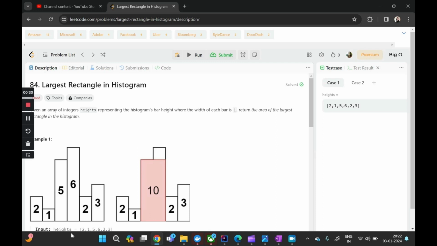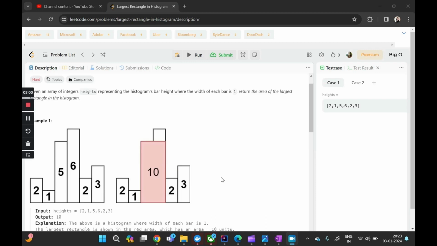Or maybe if it is a case of temperatures, the area can give you the trend that this has been the time of the year when the temperature has been at the peak or at the lowest, whatever be the case. So this is how this question is relevant to us. Now let's dive into understanding how we solve this question.